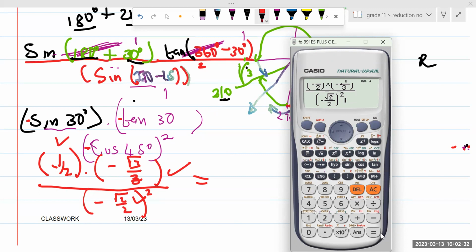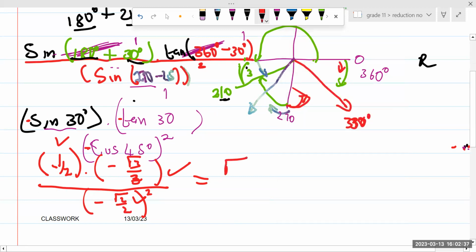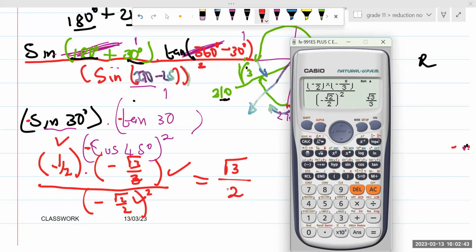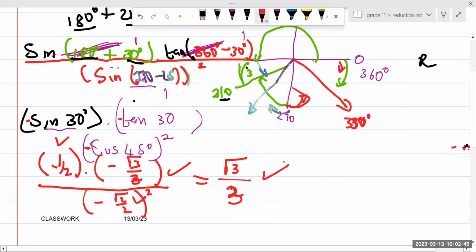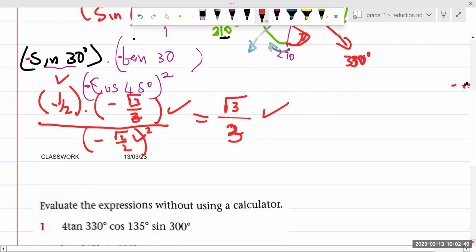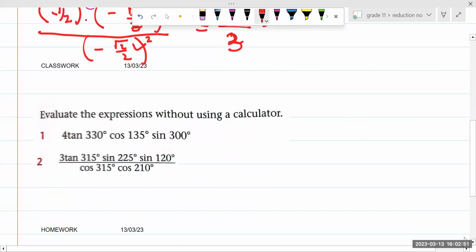And then you say, Mr. Casio, give us the answer. Mr. Casio is going to give you √3 all over 2. I think we got √3 all over 3. And this is how we approach the question. Now, this is you. So we have our classwork. This is our classwork.